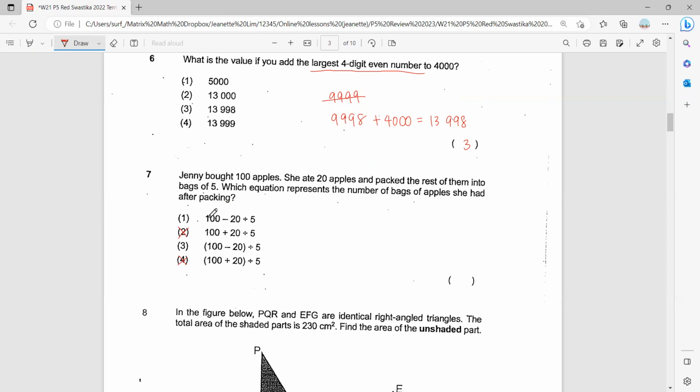Now, order of operations says that if you have a minus and a divide, you will have to do the divide first. Okay, but in this case, we are not trying to divide the 20, but we're trying to take away the 20 first. So we will use brackets for your 100 minus 20 first. Okay, that one should come first. So the answer is 3.